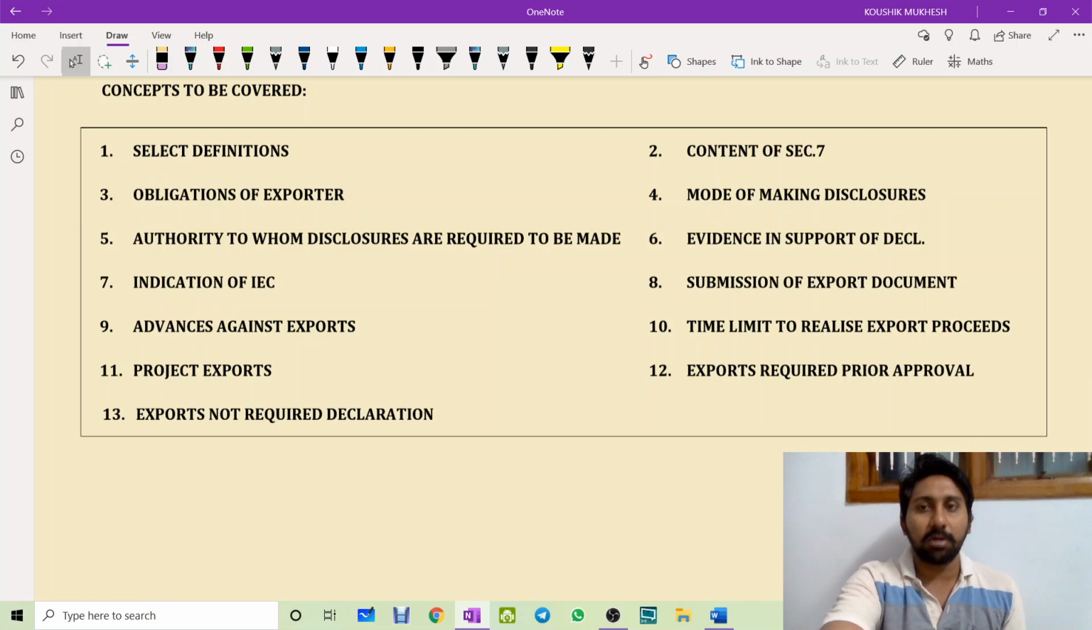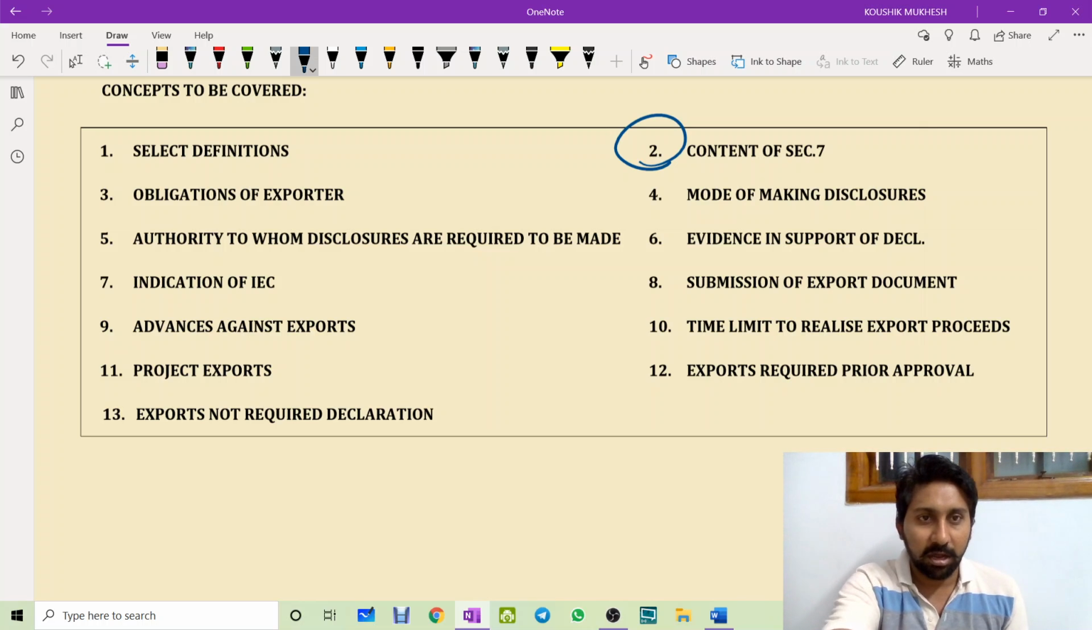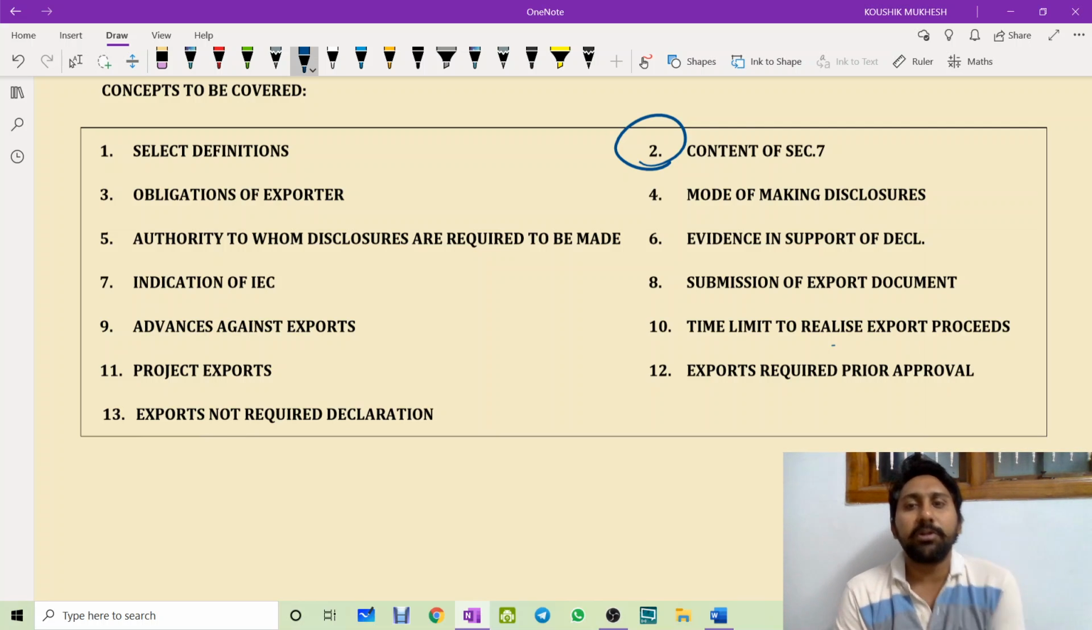The first one is the concepts that are to be covered. Selected definitions, two or three definitions are there. Obligations of an exporter, content of Section 7 of the Act, mode of making the disclosures, authority to whom the disclosures are required to be made, evidence in support of declaration, indication of IEC, submission of export documents, advances against the exports, time limit to realize the export proceeds, project exports, exports requiring prior approval, and exports not requiring declaration. So let us first go into the basic idea behind the concept of export.